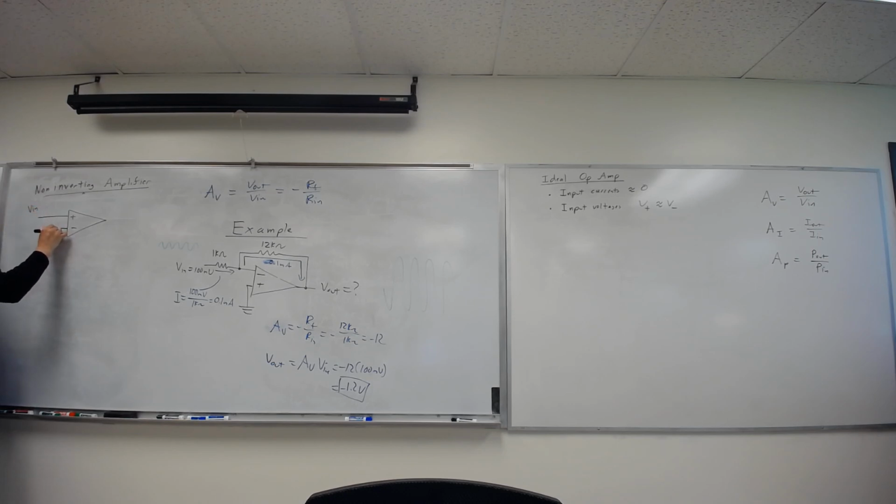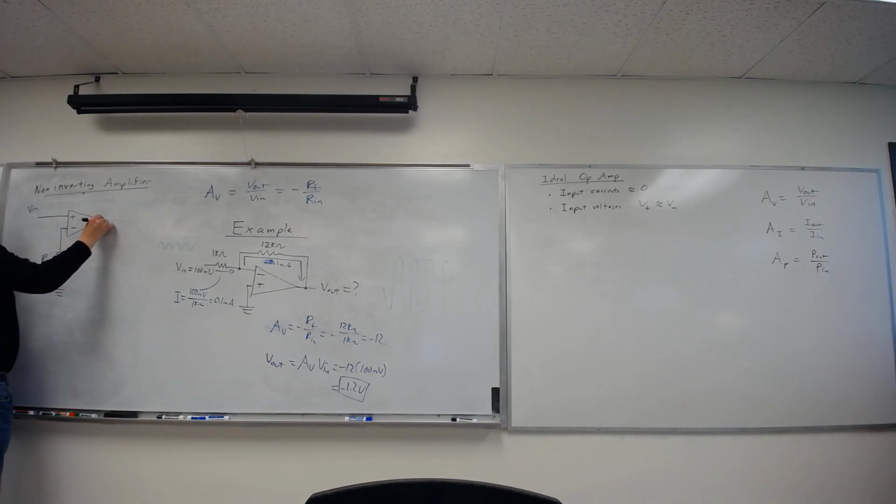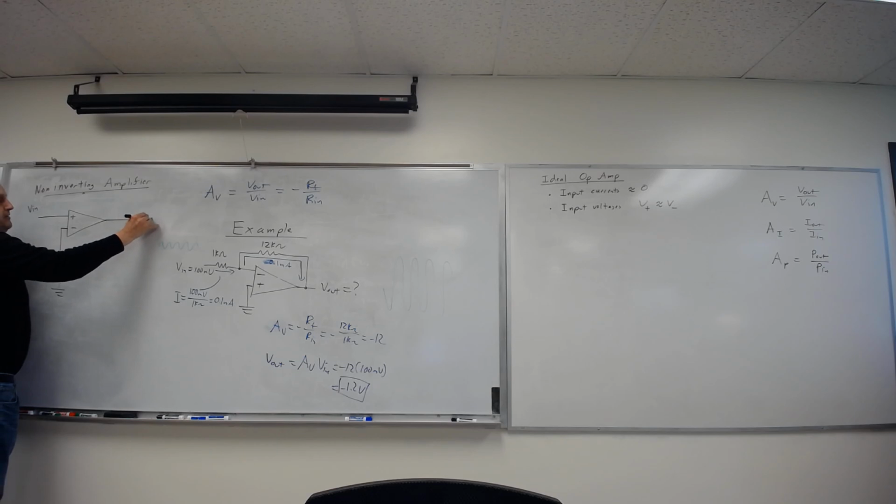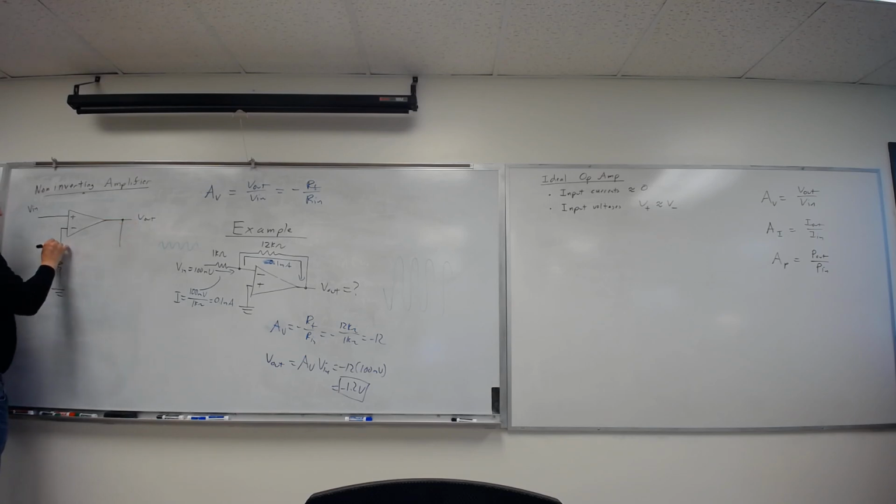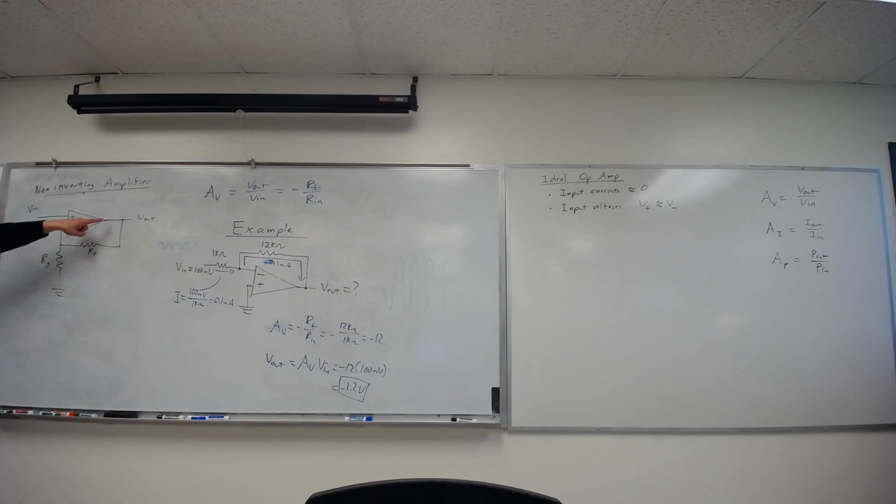I will take the inverting and I'll run it to ground through a resistor. I'll call this R sub G for the ground resistor. Here's my output, and the feedback resistor. I still have to take my output. I don't want to take it to my input. I got to take it to the inverting input. That way it's negative feedback. If I took it to my non-inverting input, it would be positive feedback.